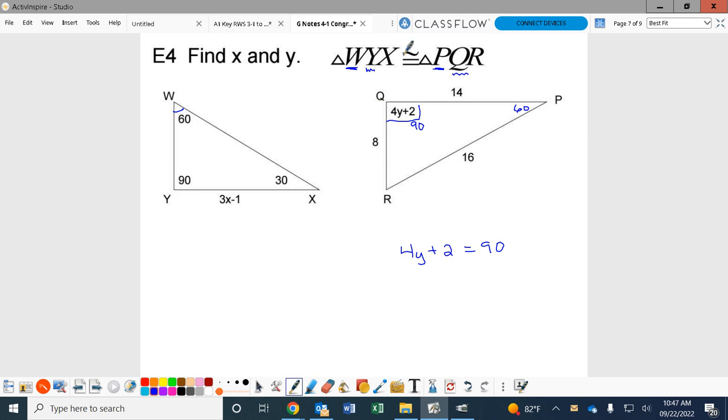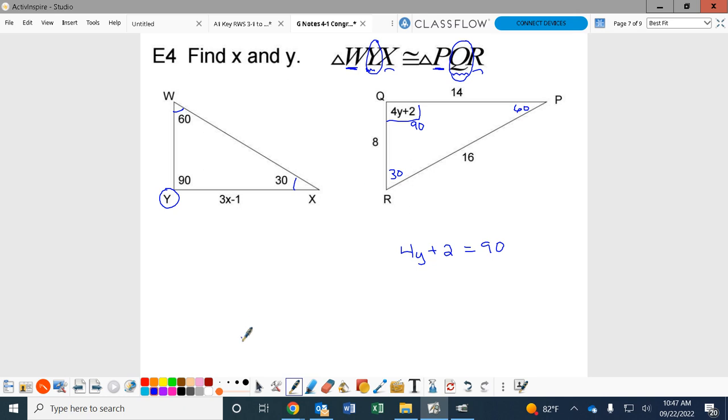And then the last one, the X matches up with the R, so the 30 matches up over here, and this is 30. What is your question? Where did you get 90 from? Where did I get the 90 from? The Y right here is 90. So because the Y is 90 and it's in the middle right here, the Q is in the middle over here, so it's also got to be 90.